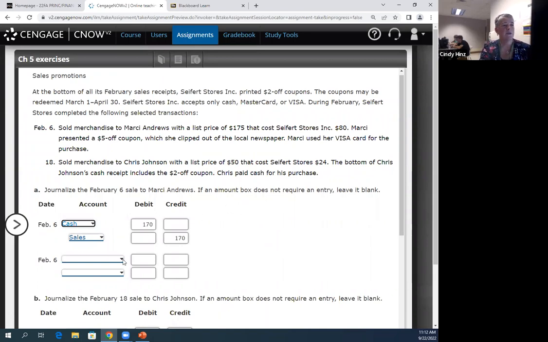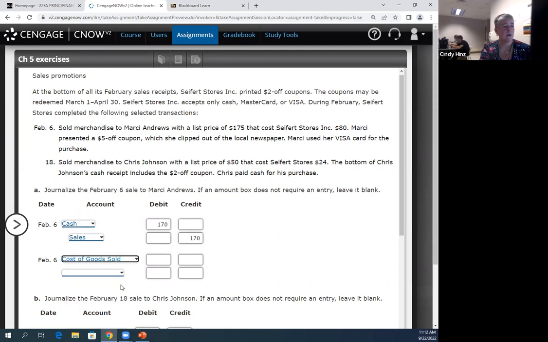We also, because we use a perpetual inventory system, which we're using throughout this entire chapter, have to report that we no longer have that inventory and it has become part of cost of goods sold. So our cost of that inventory was $80. The only thing new in this first part in letter A is that when Marcy used a coupon, we simply reduced the amount of the sale.